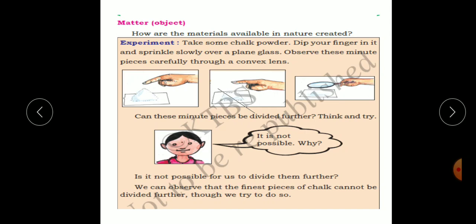Is it possible or is it not possible? That student says it is not possible. Why is it not possible? Because it is not possible for us to divide them further, because it is already a very minute particle. So we can observe that the finest piece of chalk cannot be divided further though we try to do so.